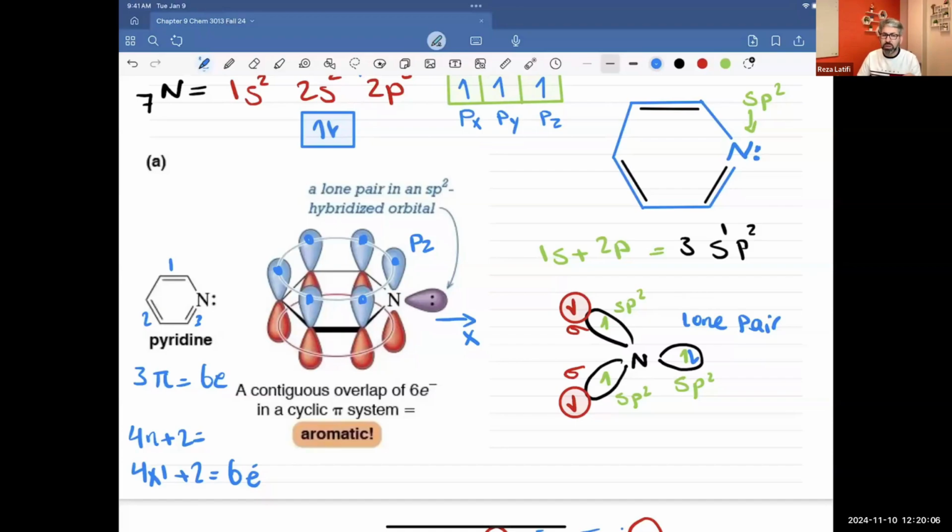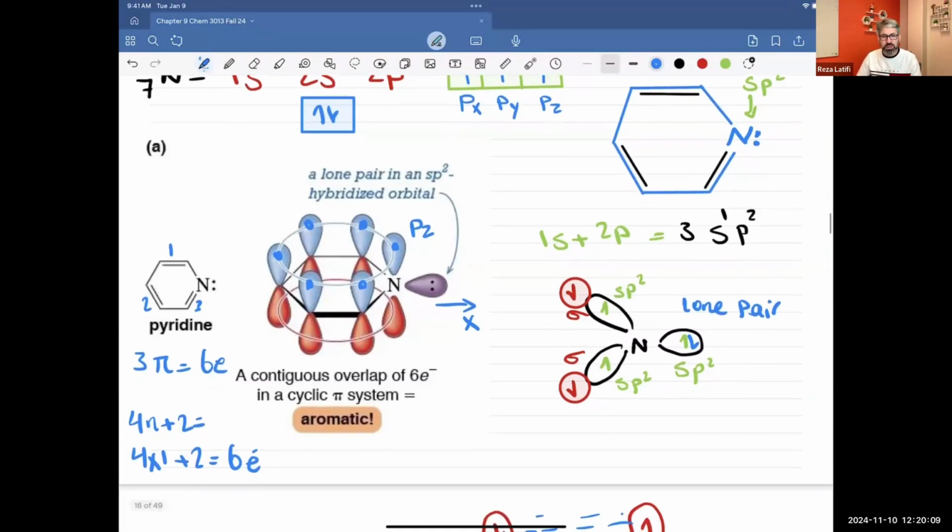So how do I figure out whether pyridine is aromatic or not? Ask yourself, how many pi bonds do I have? 3 of them, which means 6 electrons. So it's following 4n plus 2. Nitrogen has 2 more electrons. What should I do with them? Ask yourself, if I add them to the ring, am I going to violate Hückel's rule? Am I still going to pass 4n plus 2?